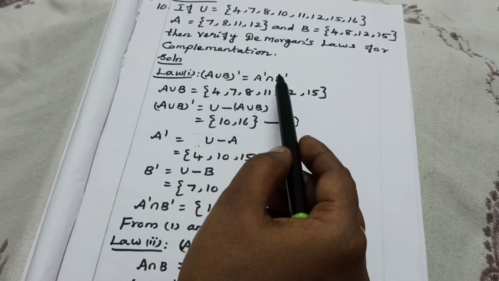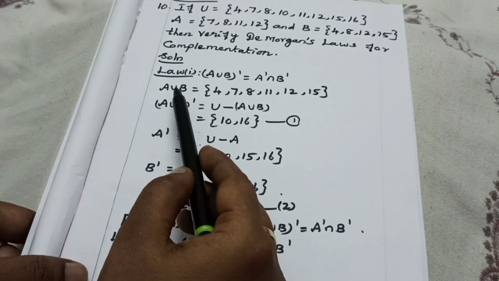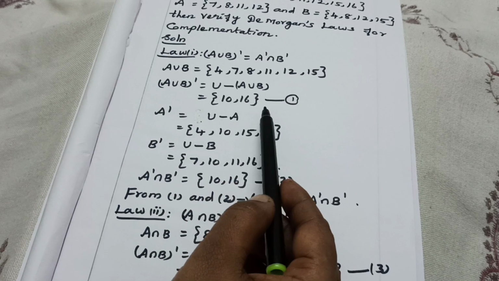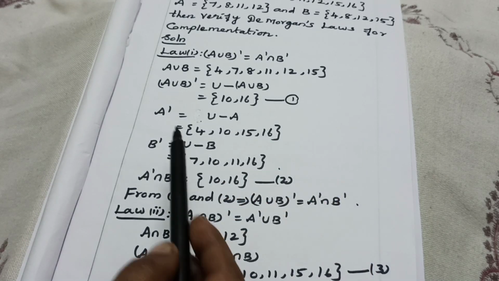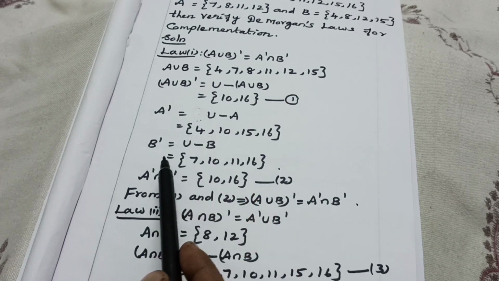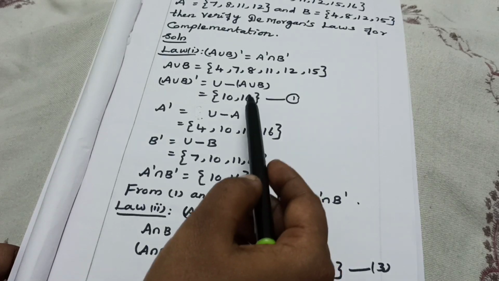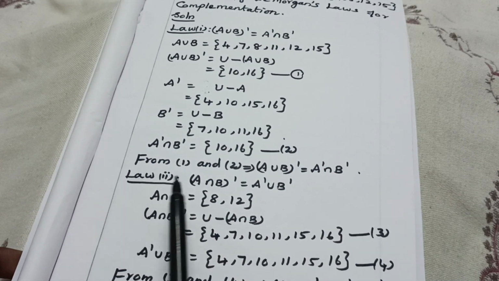A union B the whole dash is equal to A dash intersection B dash. Here first find out A union B, then A union B the whole dash. Find out 10 and 15. Did you get this answer? Check it. Then find A dash, then B dash. Then right hand side also find it. These two are equal.